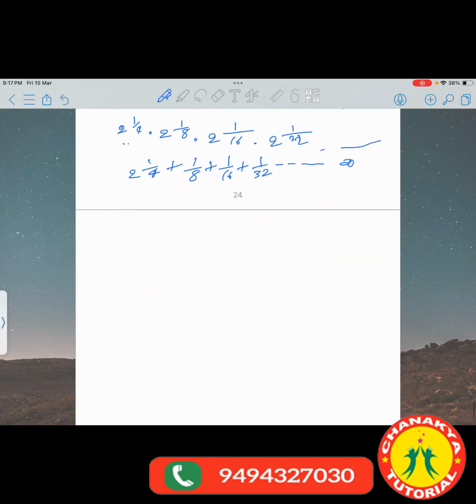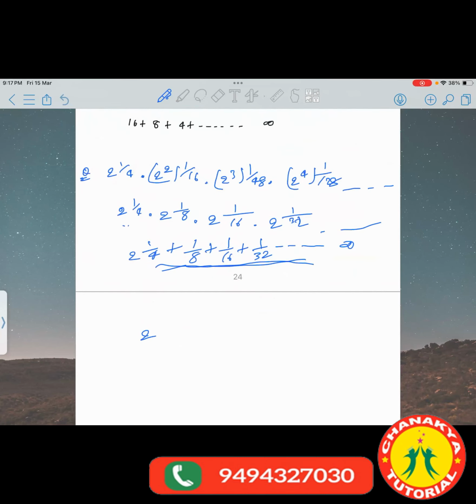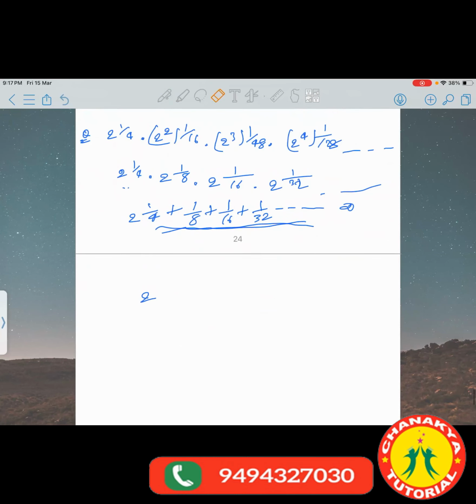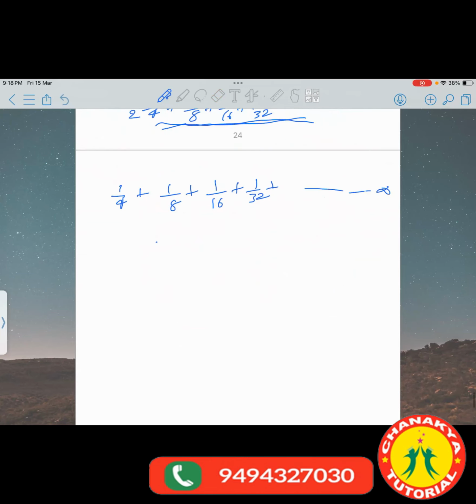So basically the power is in GP, right? So apply the formula of S infinity on the power. S infinity means आपको सम निकालना है: 1 by 4 plus 1 by 8 plus 1 by 16 plus 1 by 32 up to infinite terms. तो आपका क्या आएगा? S infinity क्या होता है?